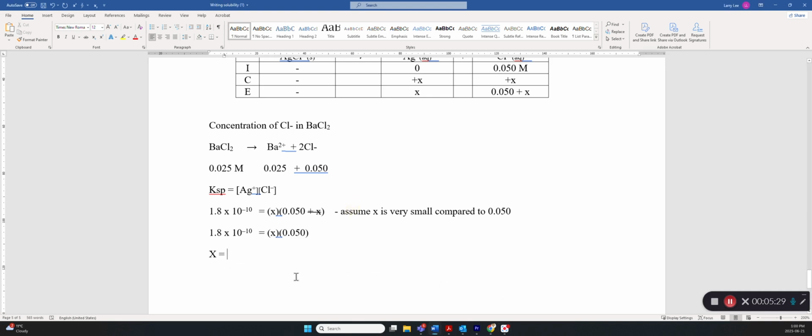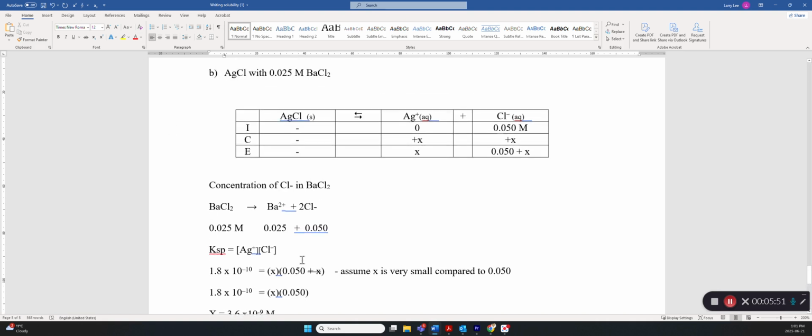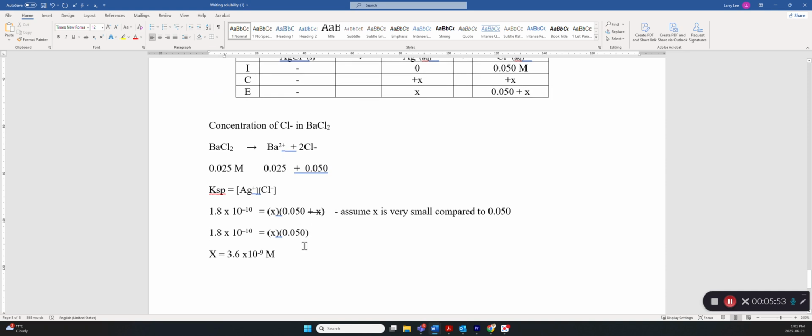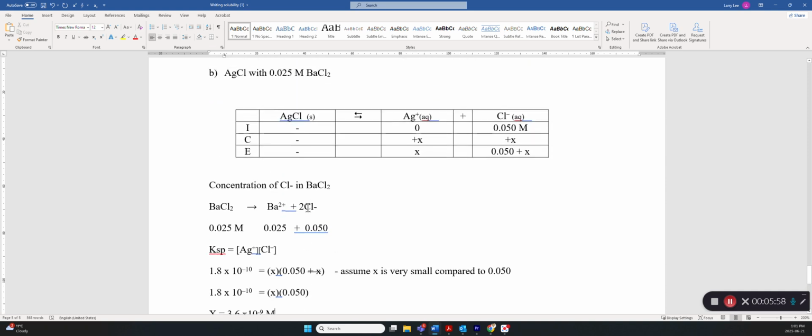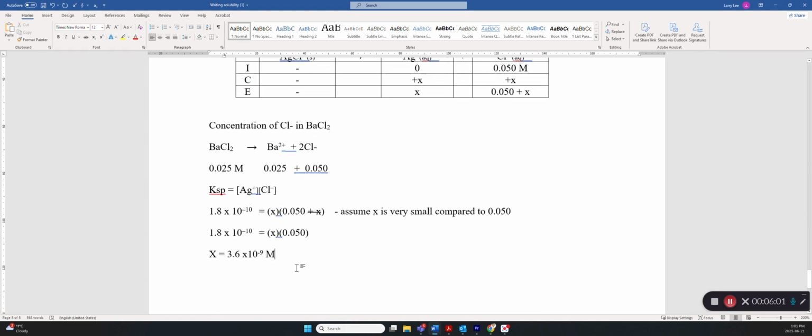The value of X is 3.6 times 10 to the minus 9. And that is the molar solubility of silver chloride in 0.05 molar barium chloride, which makes a lot of sense because it's not going to be very soluble compared to being in pure water.